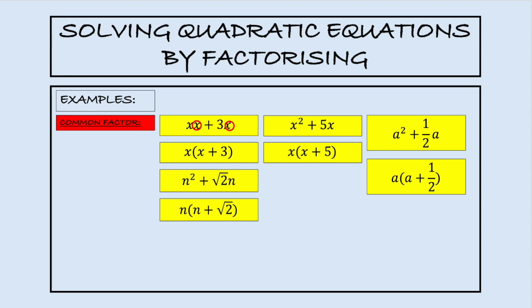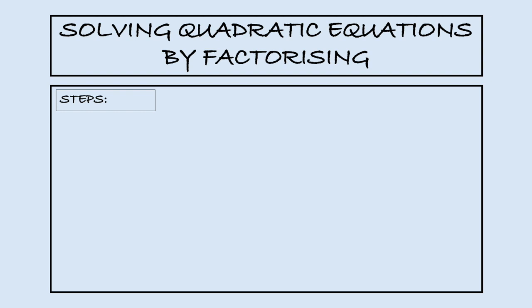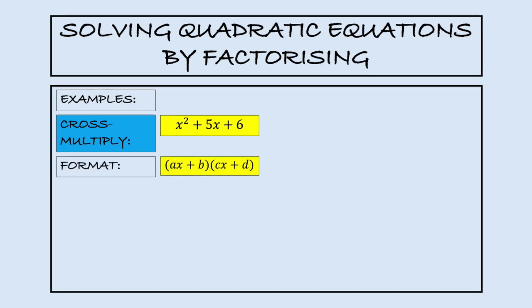However, this method won't work for equations that have a term c. So we turn to a method called cross-factorisation. Within a three-term quadratic, say x squared plus 5x plus 6, what we want to do is split them into the form of (ax plus b) bracket multiplied by (cx plus d) bracket.